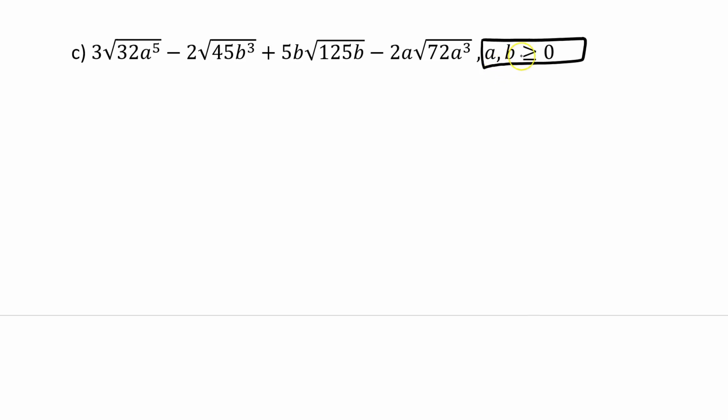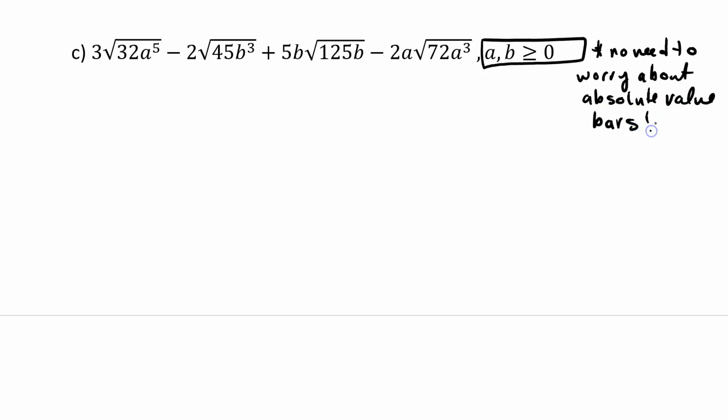We know that a and b are both greater than 0. This makes us really happy. Since they're greater than 0, no need to worry about absolute value bars, because we know that the square root of a squared will be positive, because a is positive.